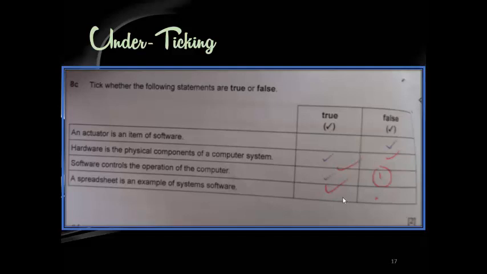Please, there is no negative marking in IGCSE. Nobody is going to mark you and say -1 for getting something wrong. Please, you may not know it. Just do intelligent guess. Yes, tick 1. Don't leave anything unticked. So this is undertaking. And the student will have gotten it. So please, don't leave anything unticked.